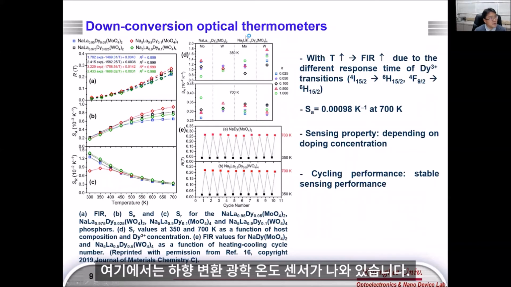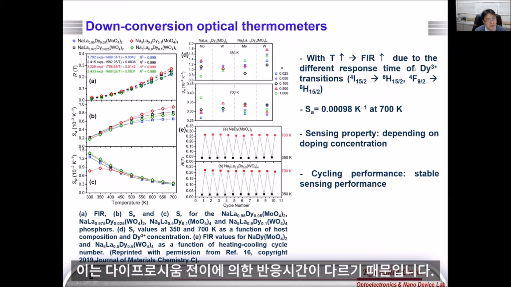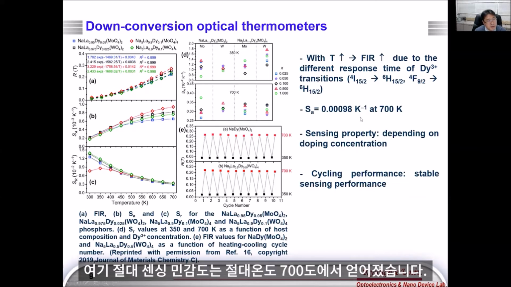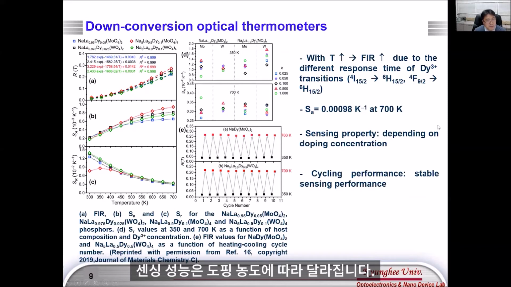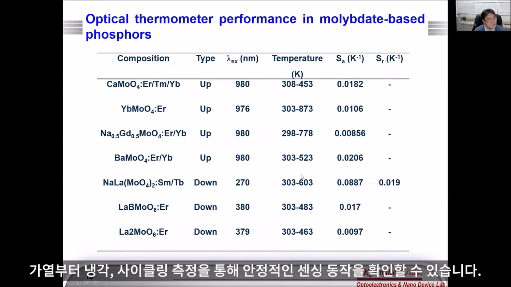This one shows the down conversion optical thermometers, the sodium tantalum molybdate. Here dysprosium is the dopant. With increasing temperature, the FIR value is increased due to the different response of the dysprosium transitions. The absolute sensing sensitivity is obtained at 700 Kelvin. The sensing property depends on the doping concentration. From the heating and cooling cycling measurement, it confirms the stable sensing performance.